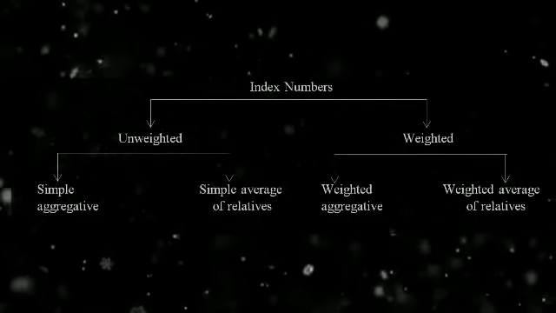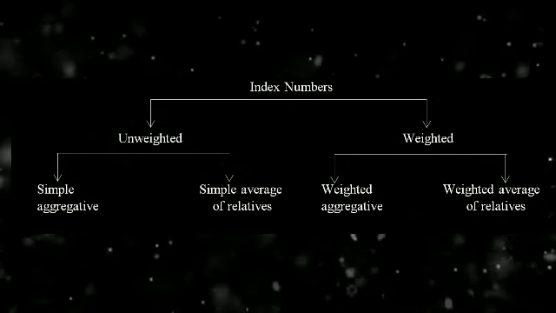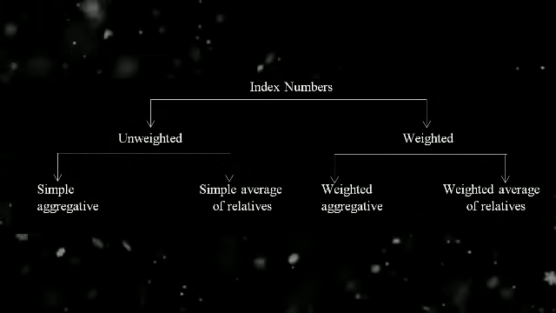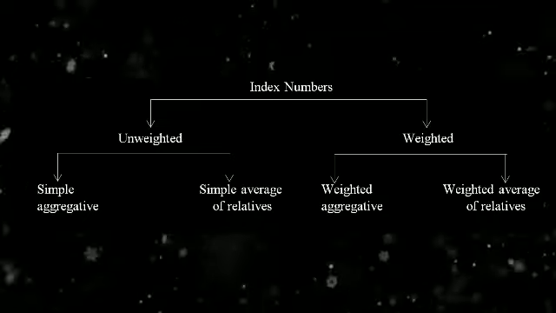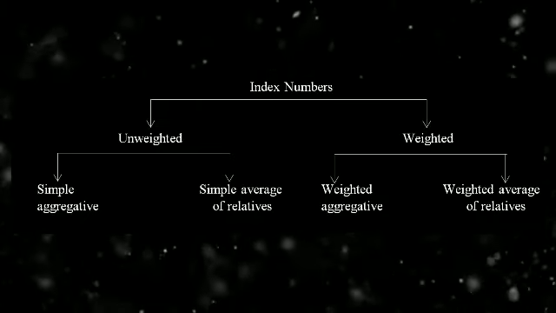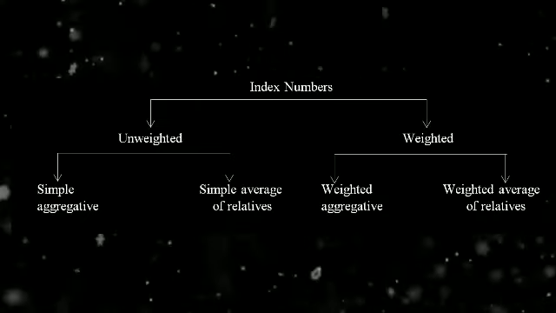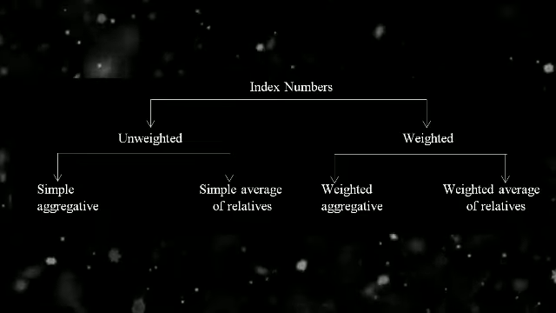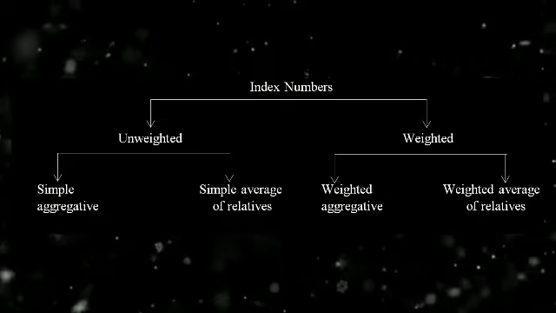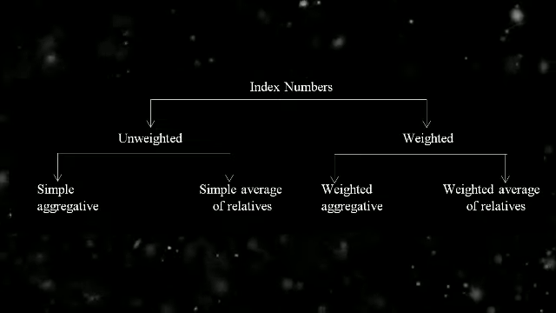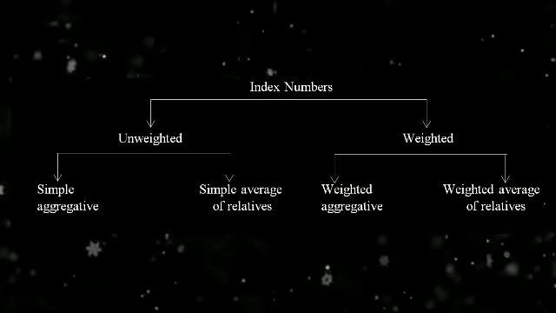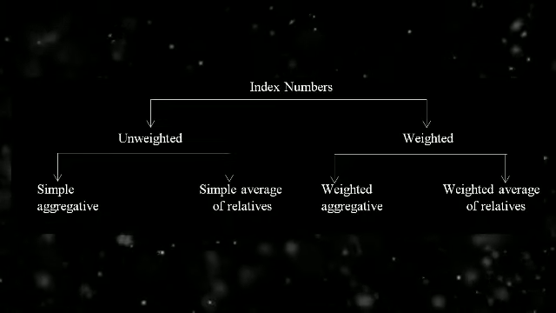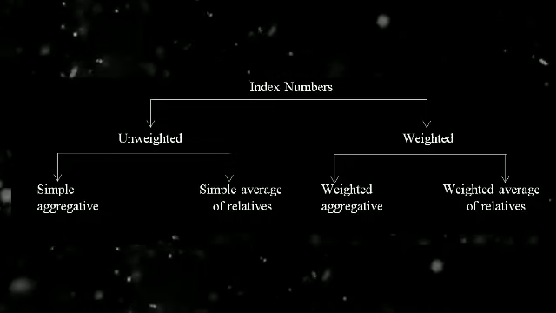So index numbers are broadly classified into two categories. One is unweighted, the other is weighted. Again, unweighted index numbers are subdivided into two parts. One is simple aggregative, the other is simple average of relative index number. Similarly, weighted index numbers are subdivided into two parts. One is weighted aggregative index number, the other is weighted average of relative index number.